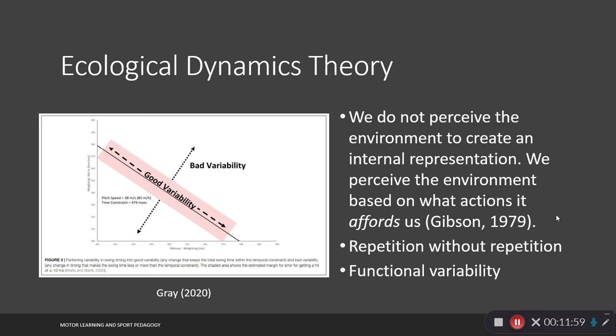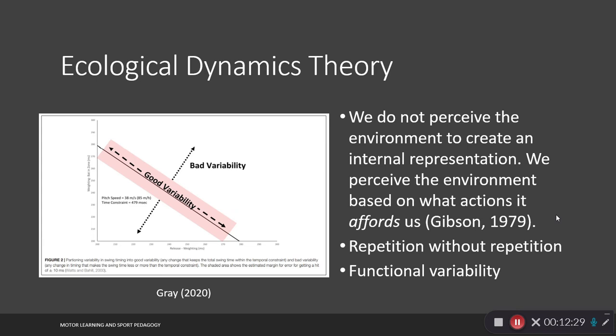So we don't perceive how big something is, how far it is. We perceive it based on whether or not it is an opportunity to rest, to climb, to pass through, especially, and this is where we get into a really ecological and evolutionary perspective on skill. There is this importance of repetition without repetition, producing similar outcomes, task objectives, without necessarily producing the same motor pattern.